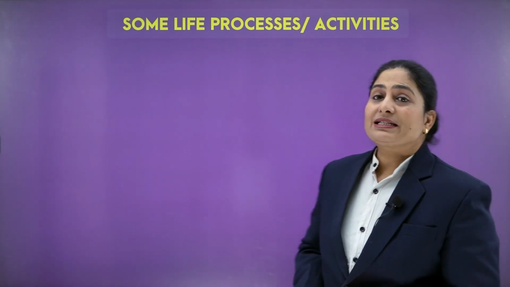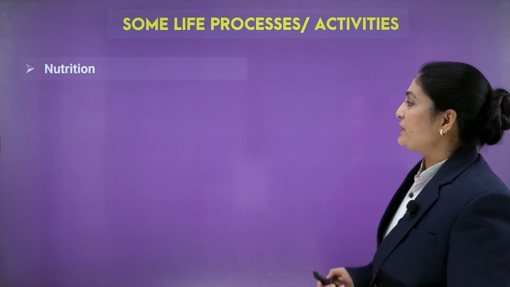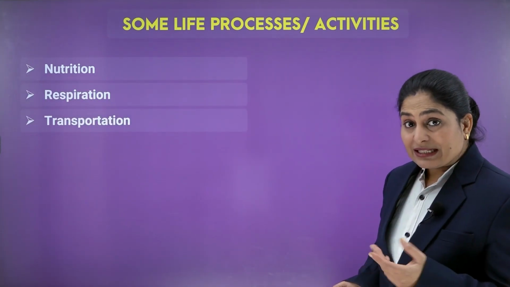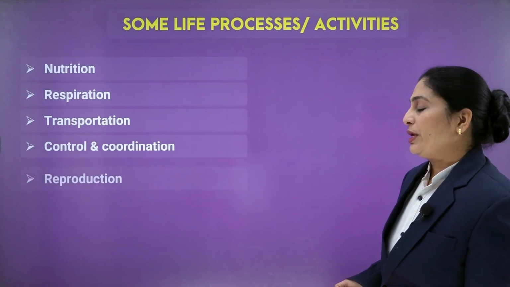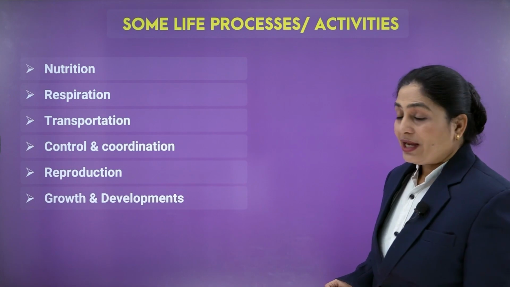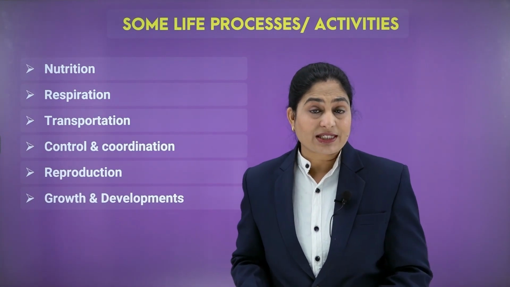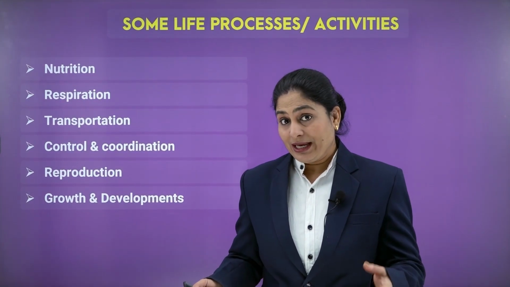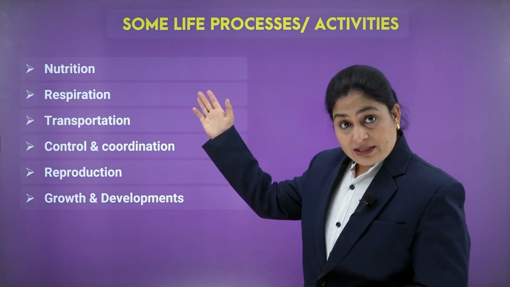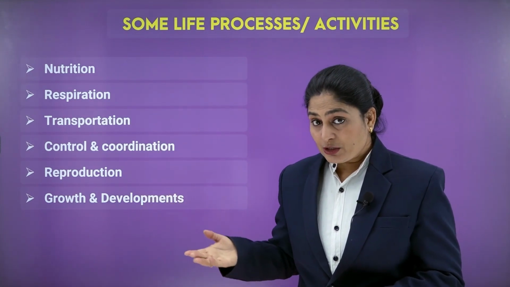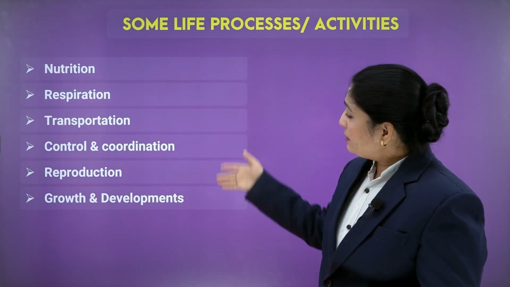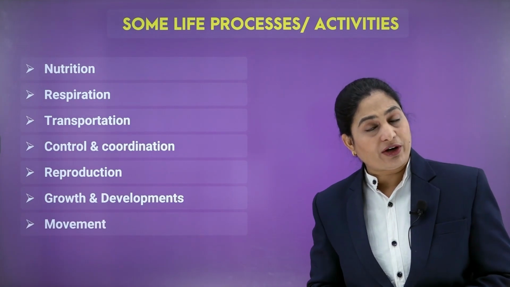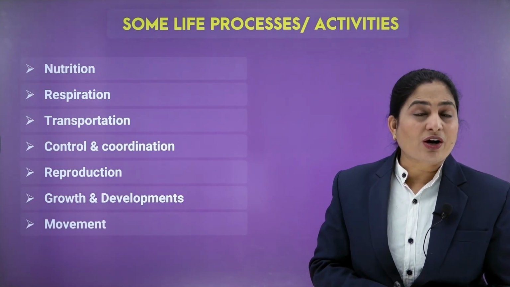Now, let us discuss some important life processes and activities. We'll talk about nutrition, respiration, transportation, control and coordination, reproduction, growth and development. These are some important properties that a living organism shows. That means if I ask you, do living organisms need nutrition? Yes. Do they respire? Yes. So these are certain life processes that actually separate a living organism from a non-living organism. And at the end, we talk about movement.